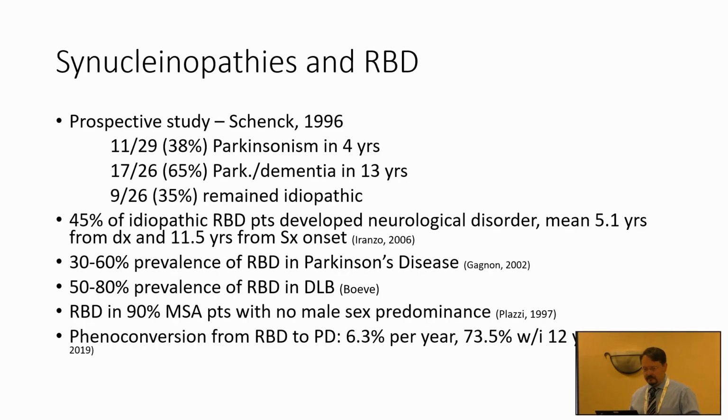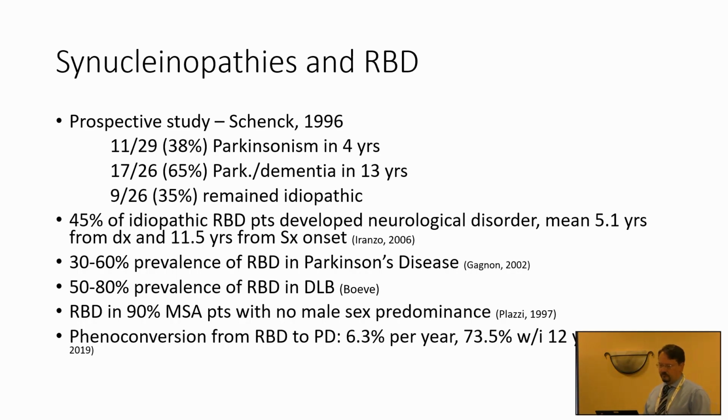And in terms of prevalence, somewhere between 30 to 60% of Parkinson's disease patients have RBD. Dementia with Lewy bodies, it's somewhere between 50 to 80%. And then in multiple system atrophy, it's almost all patients. And it's kind of interesting too, even though with RBD there's a fairly considerable male predominance, in multiple system atrophy it's the same. The females tend to have it just as much as the males.